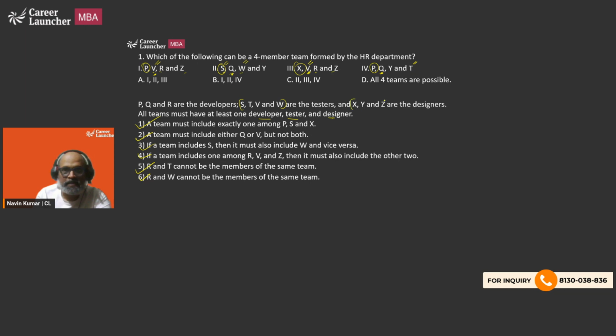X, Y, and Z are the designers. So Z is there as a designer, Y is there as a designer, Z is there as a designer, Y is there as a designer. And P, Q, R are the developers. So we have a P and an R, we have got Q, we have got R, and we have got P and Q. So we can see that every team has got at least one developer, one tester, and one designer. Since all the team formations given are possible, the answer is going to be option D. All the four teams are possible.